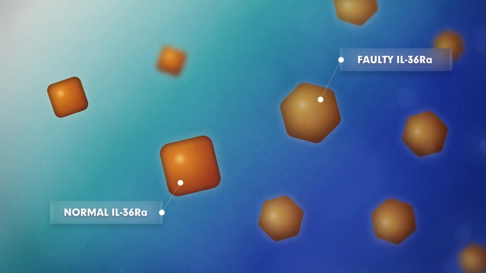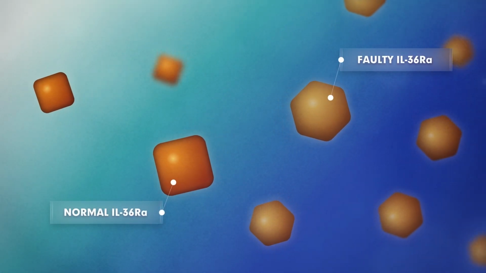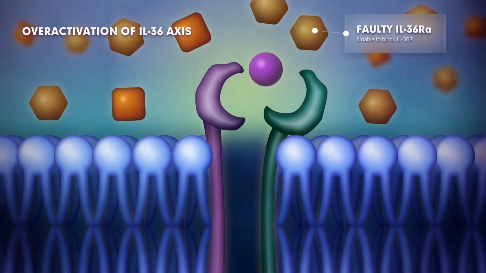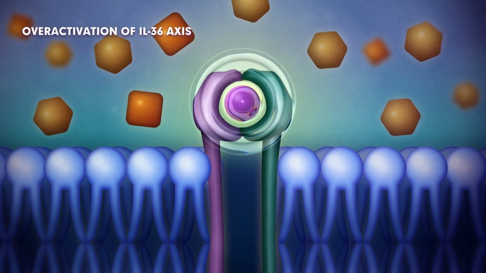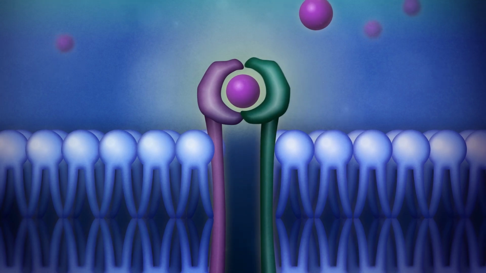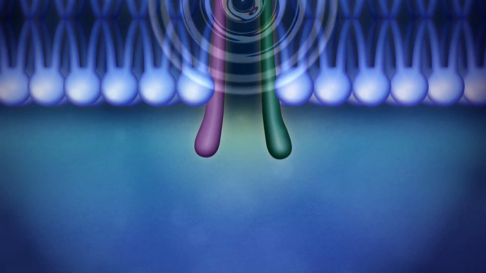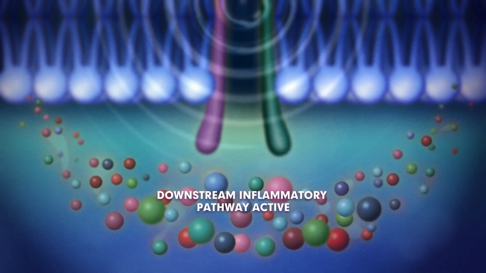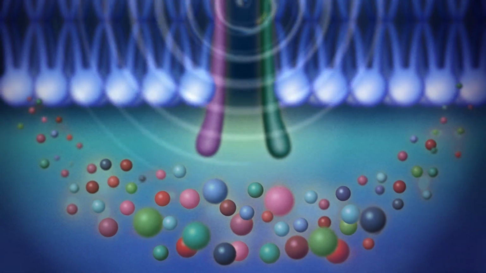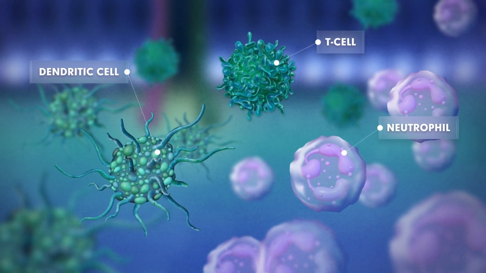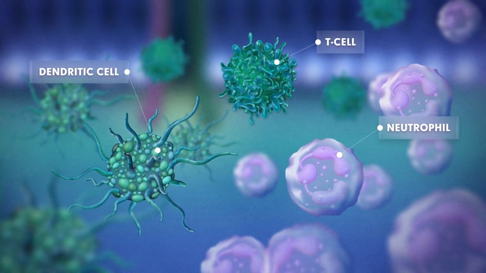This results in faulty interleukin-36 receptor antagonist protein production. This faulty protein is unable to block the interleukin-36 receptor, and there is no inhibition of downstream inflammatory pathways. In either scenario, overactivation of the interleukin-36 axis occurs and results in further release of interleukin-36 agonists and products associated with inflammation. This causes recruitment of immune cells, including T cells, dendritic cells, and neutrophils.